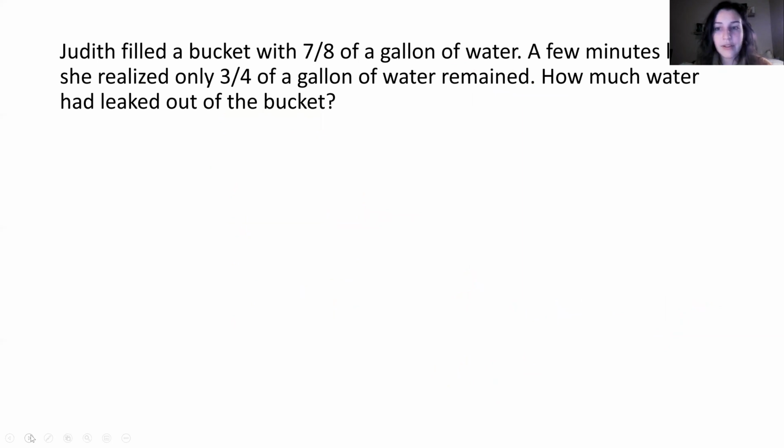All right, I think this is our last problem today. Judith filled a bucket with 7/8 of a gallon of water. A few minutes later, she realized only 3/4 of a gallon of water remained. How much water had leaked out of the bucket? All right, so we've got 7/8 and 3/4. So she has this bucket that she filled pretty high up. And our keywords here: a few minutes later, she realized only 3/4 of a gallon of water remained.